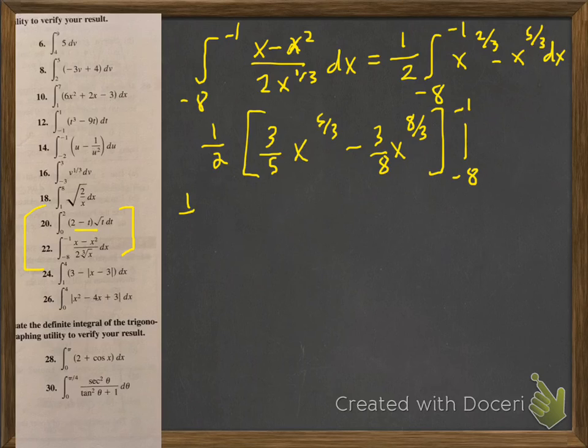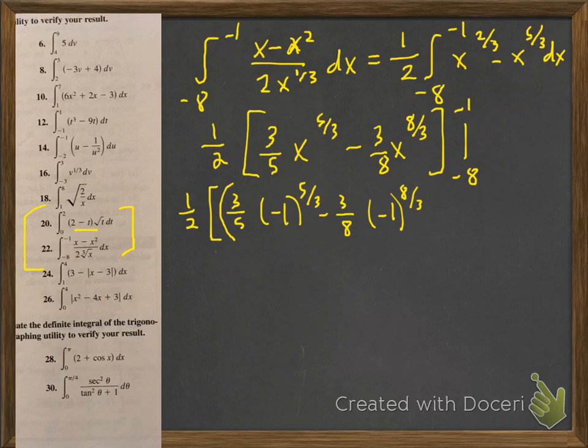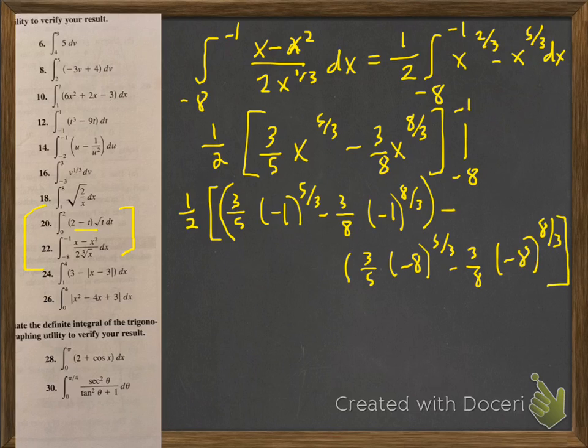Plug in -1 first. Hopefully you saw that too. -1 to the 5/3 minus 3/8 times -1 to the 8/3. That's all one quantity. Minus our other quantity, which I wrote before already, 3/5 times -8 to the 5/3 minus 3/8 times -8 to the 8/3. Now you just have a big mess to simplify.